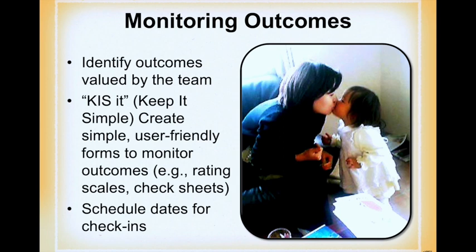So it's important when we're monitoring our outcomes to identify outcomes that are valued and important to the team. We want to remember to KISS it, or keep it simple, and schedule dates and check-ins. To successfully monitor outcomes, the team first identifies outcomes that are valued, but then we have to create user-friendly forms to monitor these outcomes. Forms could include things like rating scales, duration of time, check sheets. So here are some different samples of what that could look like.